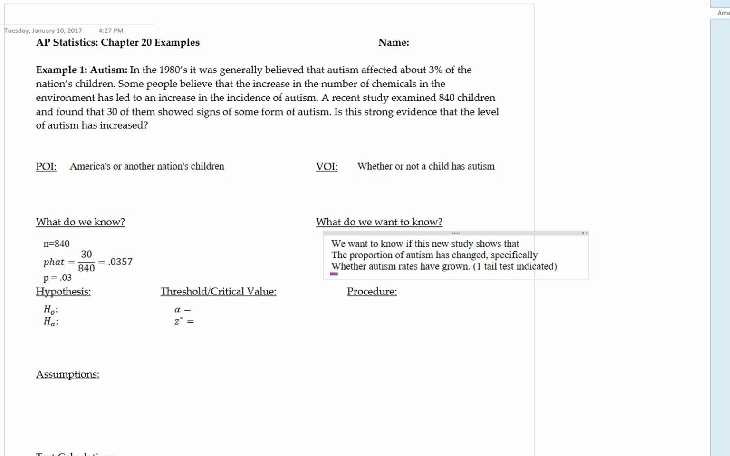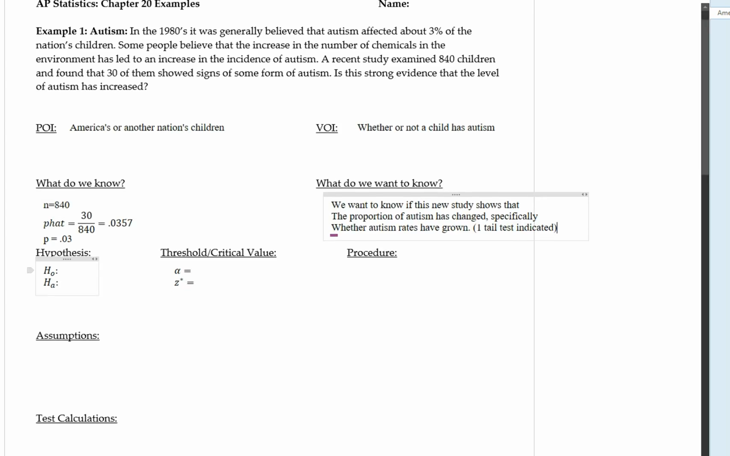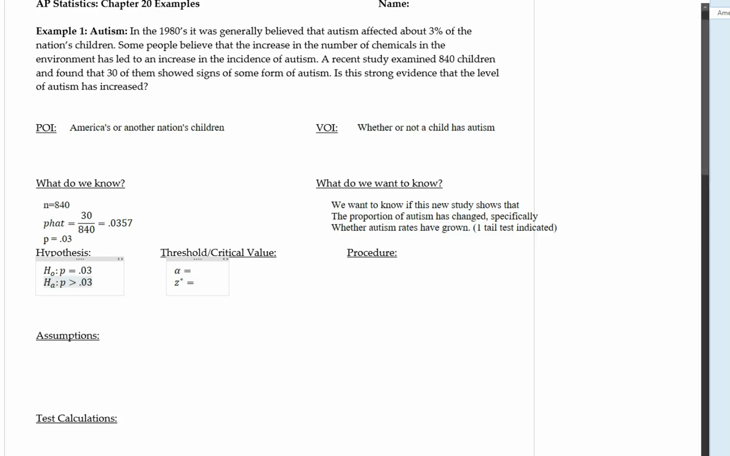Okay, what are our hypotheses? We've got to put our null hypothesis, in other words, the assumption that nothing has changed. So that's the fact that the parameter has remained at 3%. We'll just assume that. And our alternative hypothesis, since it's a one-tail test, is that the parameter has grown greater than 3%. There's our one tail.